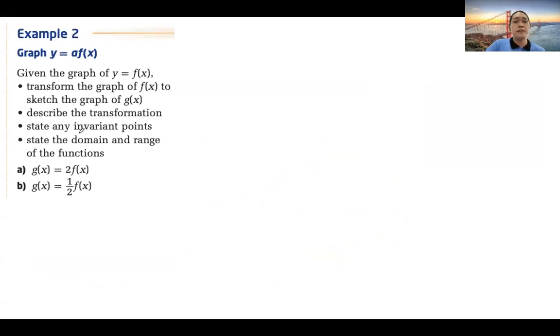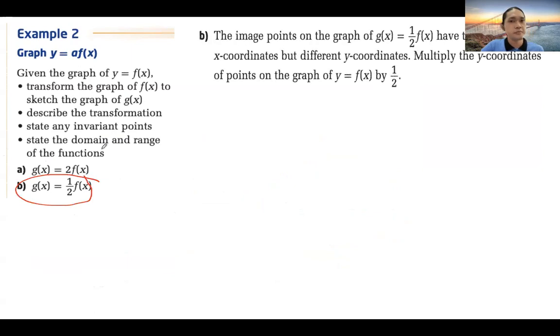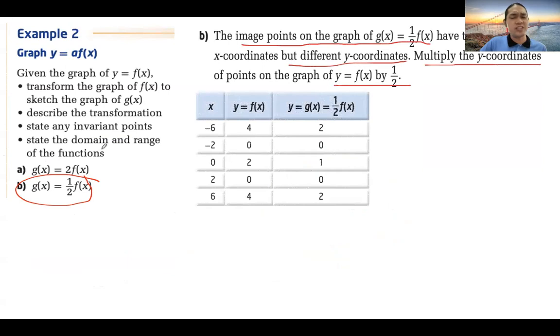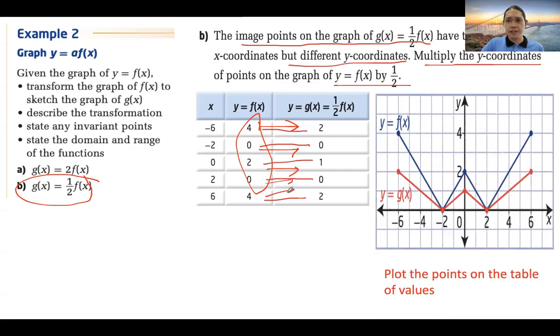Now let's do the letter B. g of x is equal to 1/2 f of x. The image points on the graph of g of x is equal to 1/2 f of x have the same x coordinates but different y coordinates. So multiply the y coordinates by 1/2. Same process as how we did it a while ago. Multiply 1/2 to your y coordinates. 4 times 1/2 becomes 2, and so on and so forth. I believe you can follow the process because it's the same thing as we did a while ago. So plot the points after, then look at it.